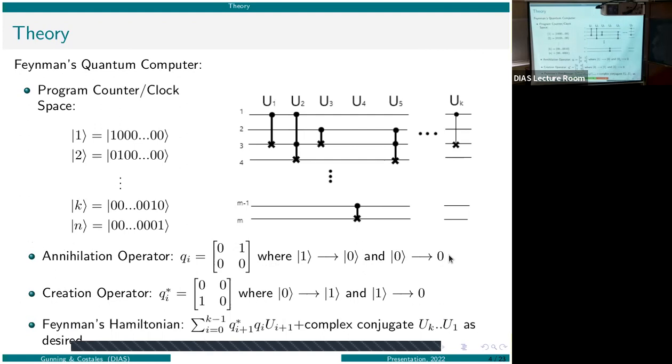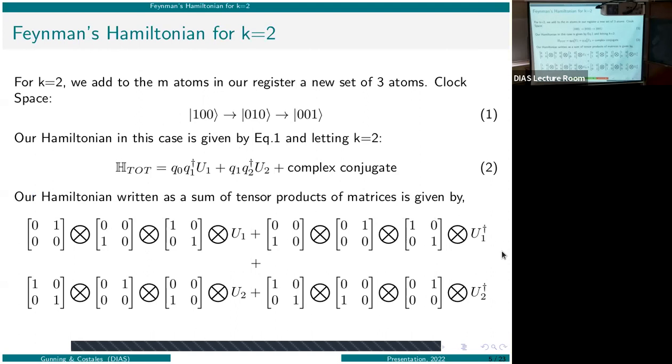So myself and Ralph started with Feynman's Hamiltonian for K equals 2, which is going to be two operators, U1 and U2. And we're going to add to the M atoms in a register a new set of three atoms, which will define our clock space as shown here. So we'll start in our first state, our initial state, and we'll act our Hamiltonian on it, which is given here. Now, the only term of this Hamiltonian that can actually operate is the first term here, where the annihilation operator will act on the zero site, converting it to an unoccupied site, and the creation operator will act on the first site, converting it to an occupied site.